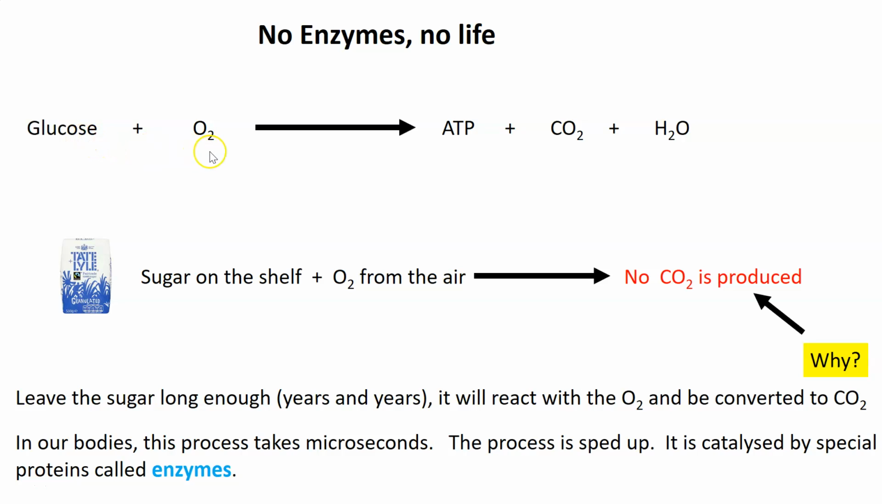So, sugar in the presence of oxygen, in the presence of a multitude of enzymes. This arrow really represents a multitude of enzymes, which after all these different reactions gives you ATP. It also gives you carbon dioxide and water. But the main purpose of this reaction is to produce ATP in our bodies. Now, if we take sugar and leave it on the shelf, there's lots of oxygen in the air, but we don't really see any carbon dioxide produced.